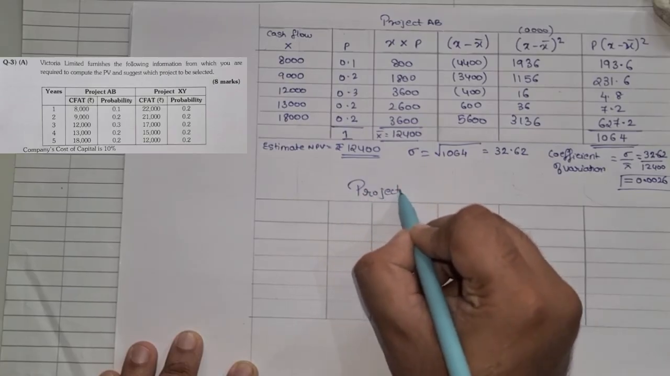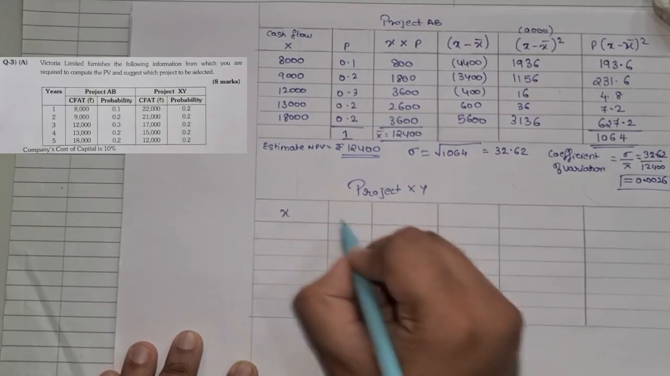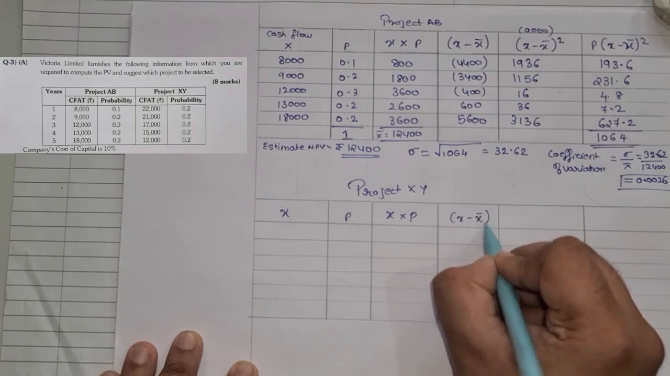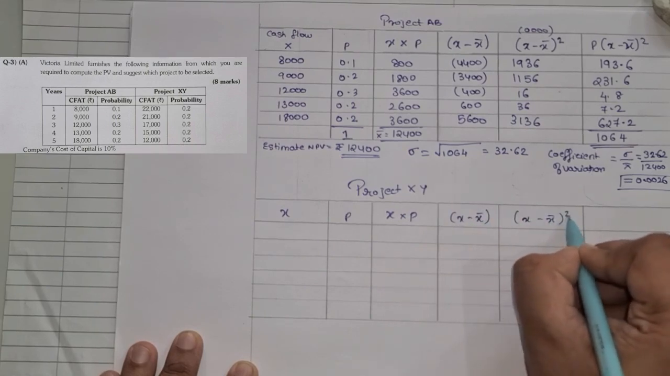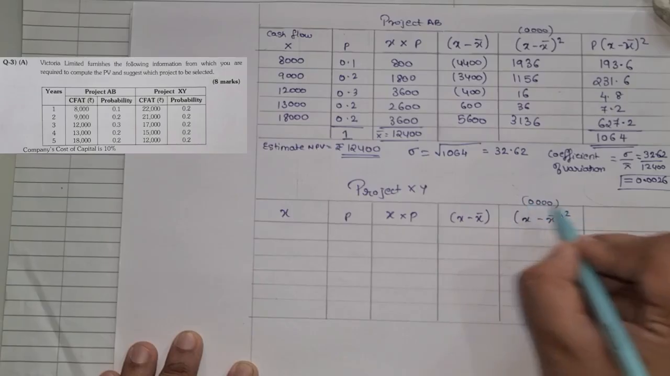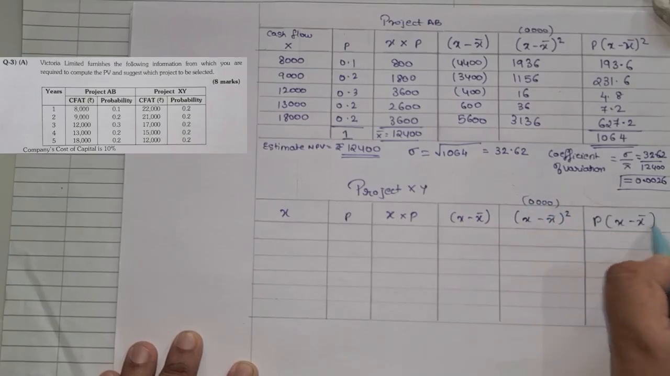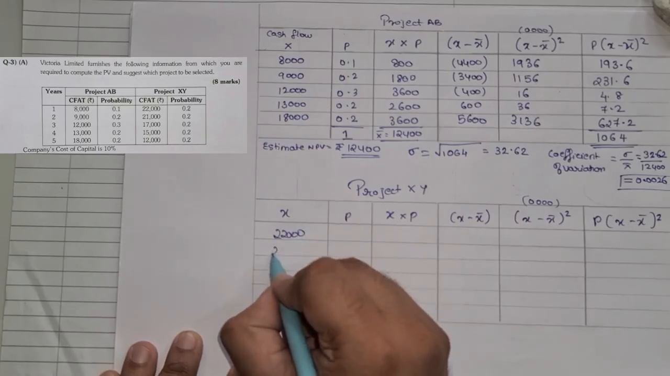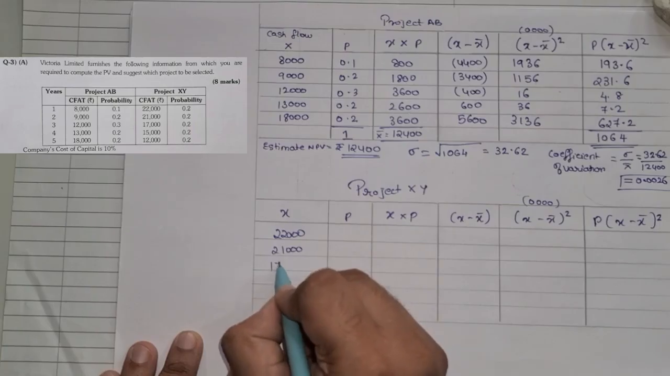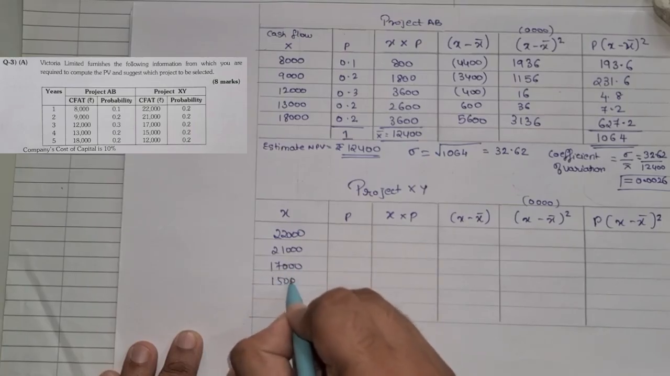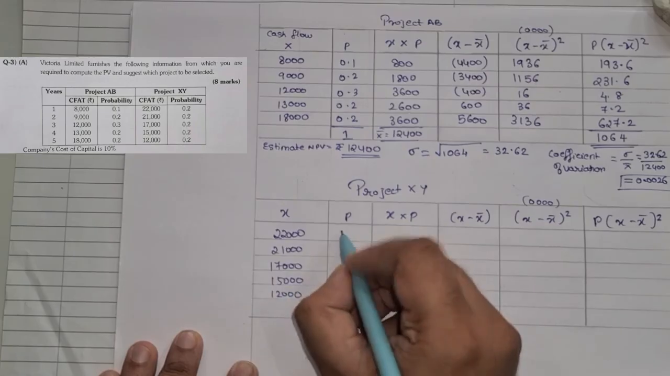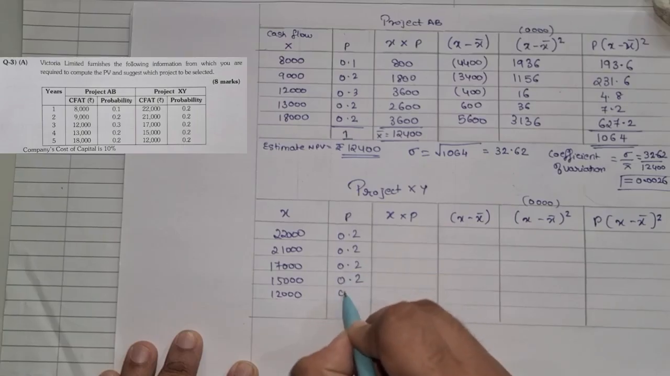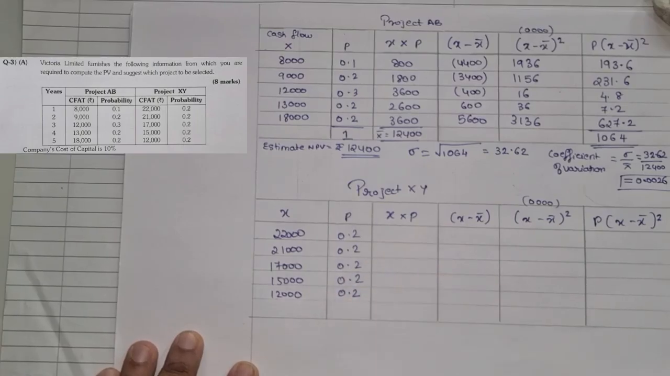So we have project XY. Again we'll have x, p, x into p. Then we'll have x minus x bar the whole square, and it will also have those 4 zeros cut down because it's in the similar range. The values are given as 22,000, 21,000, 17,000, 15,000, 12,000. Probability is 0.2, everywhere it is 0.2. You multiply.